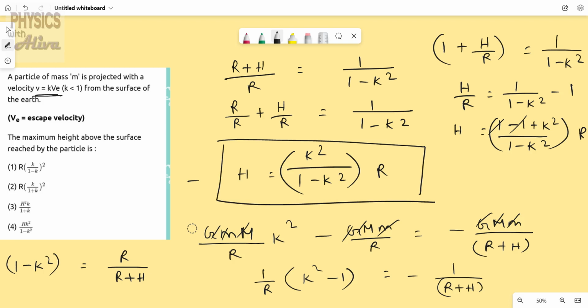So from the options we are getting option 4 is right: k square R divided by 1 minus k square. So option 4 is the right answer.